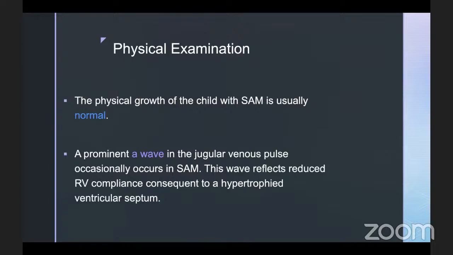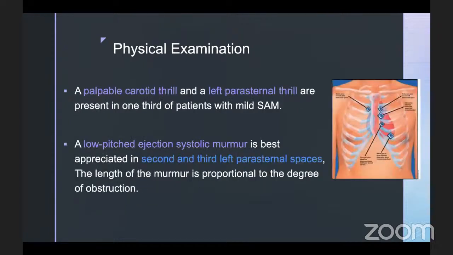On physical examination, the physical growth of the child with SAM is usually normal, and a prominent A-wave in the jugular venous pulse occasionally occurs in SAM. This wave reflects the reduced RV compliance as a consequence of the hypertrophied ventricular septum. A palpable carotid thrill and left parasternal thrill are present in one-third of patients with SAM, and a low-pitched ejection systolic murmur is best appreciated in the second and third left parasternal spaces. The length of the murmur is proportional to the degree of obstruction.